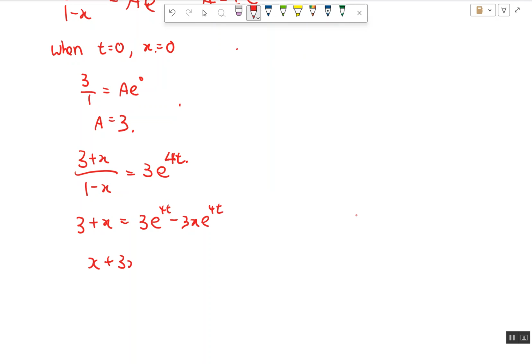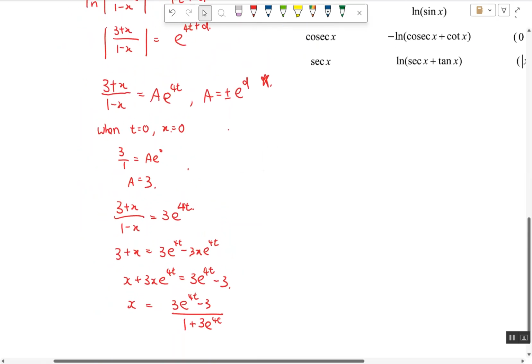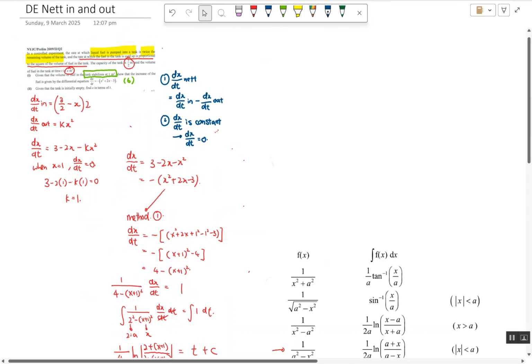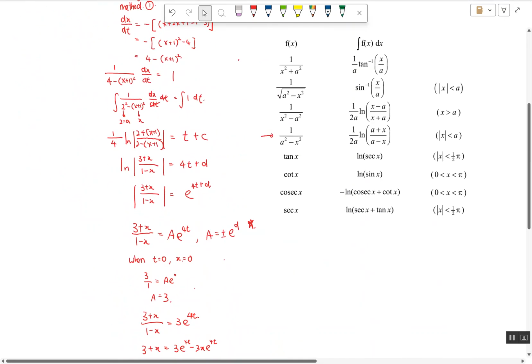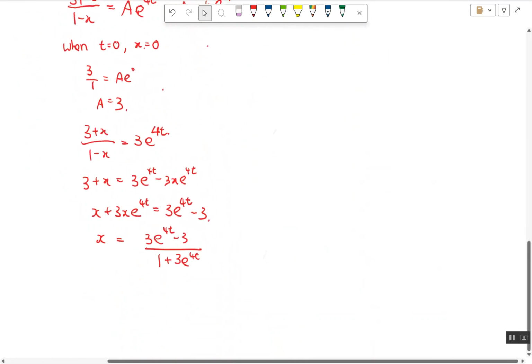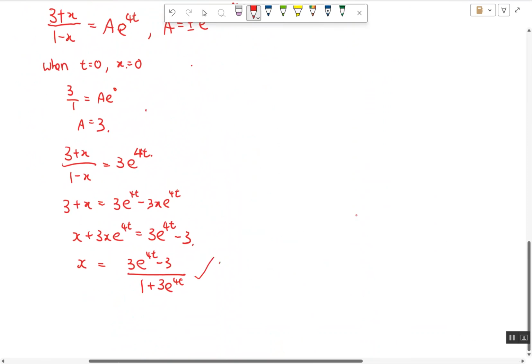x plus 3x e^(4t) equals 3e^(4t) minus 3. Factorize out the x and divide over. I will have (3e^(4t) minus 3) over (1 plus 3e^(4t)). Now, I think you can leave it like this, because the question never says what it should be in terms of. So this is your answer.